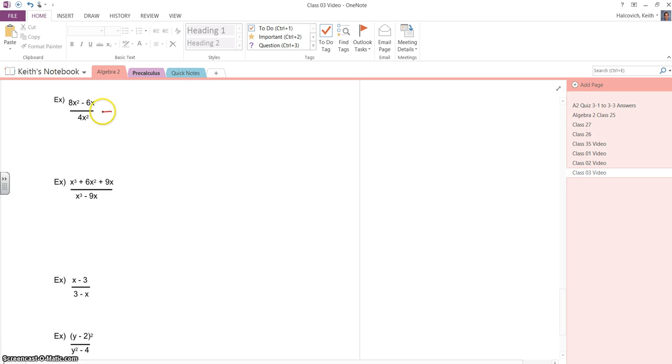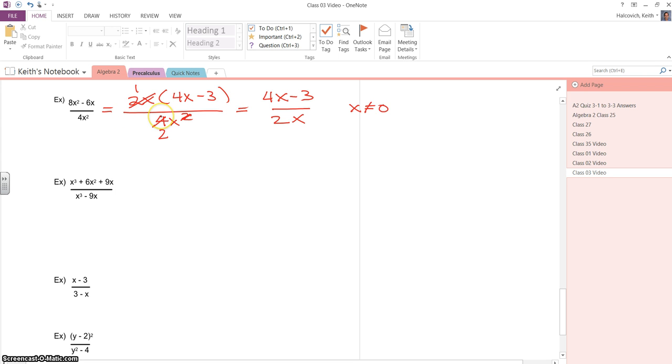All right, for this example here, you factor out 2x from the top, and you get 4x minus 3 over 4x squared. When you cancel 2 zeros into 4 twice, and x, you can cancel an x there, so it's 4x minus 3 over 2x, and x cannot equal 0, because 0 would make the denominator equal to 0.